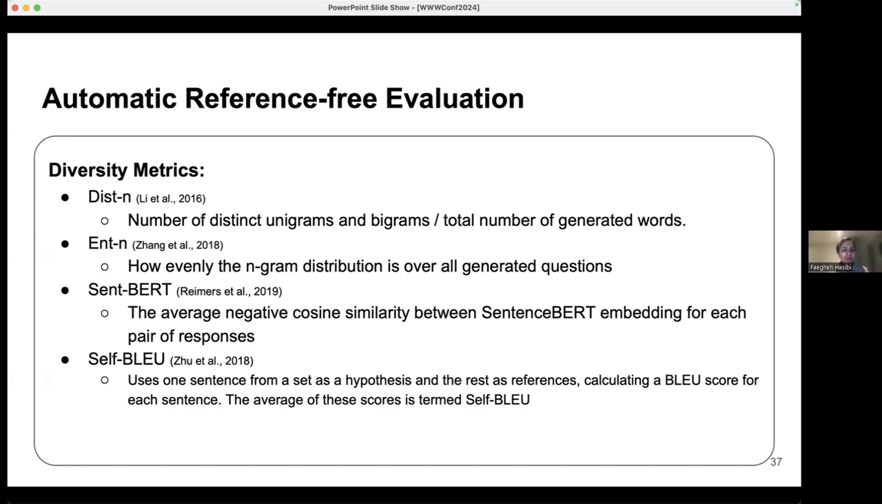So we have distinct-N, entropy, Sentence-BERT, and Self-GLEU. In distinct-N, we want to measure the ratio of distinct unigrams, let's say n-grams, with respect to the total number of generated words. So this is a very simple metric. And then we have entropy, which also looks at n-grams, but it looks at how evenly this n-gram distribution is over all the generated words.